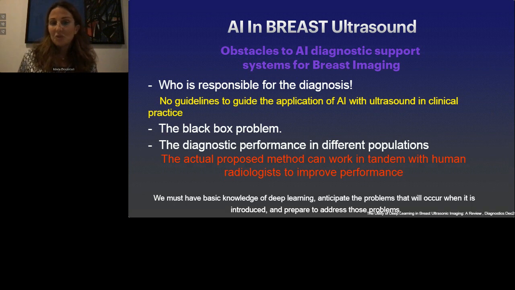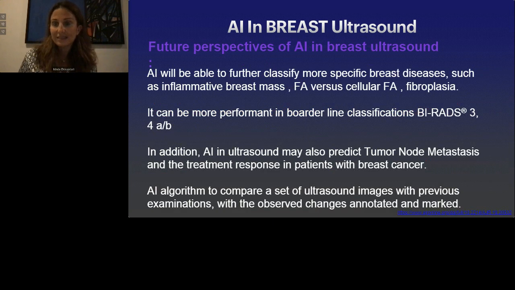In the future, we will have these problems, because we don't know how it works, and I don't know if we ever will be able to know how it works. So this is what they call the black box problem. So for the time being, it works in tandem with a human radiologist to improve performance, but this is not all of it.